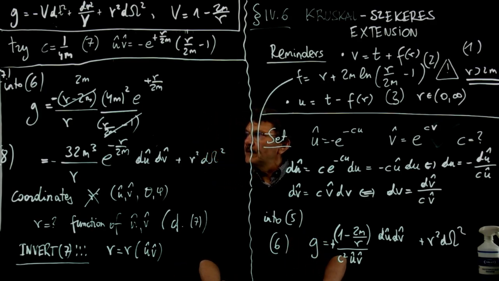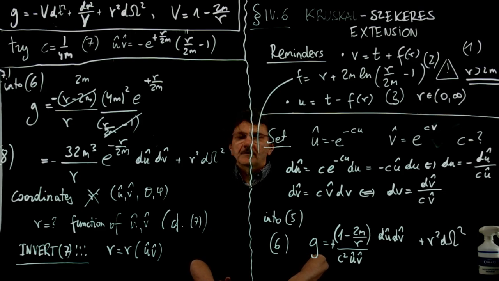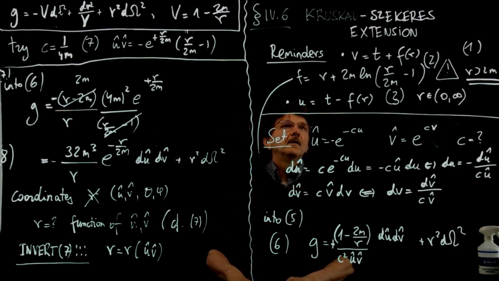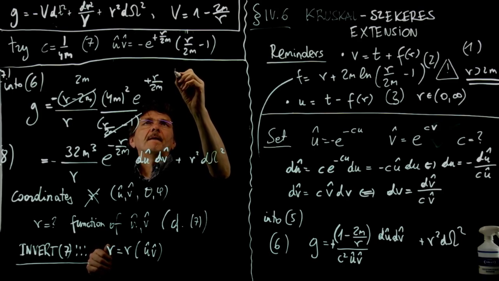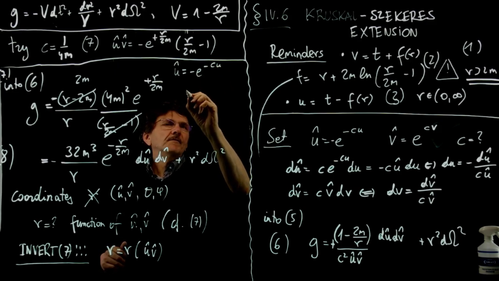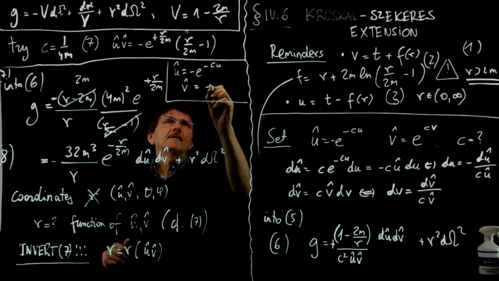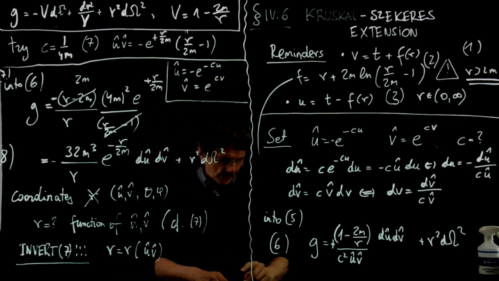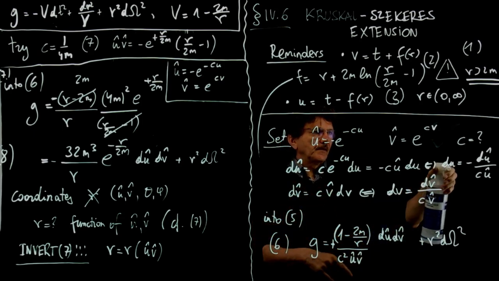I probably don't need this anymore. I still need these equations, maybe. So let me just copy them here. u hat is minus e to c u, and v hat is e to c v. Good, so all this can go.